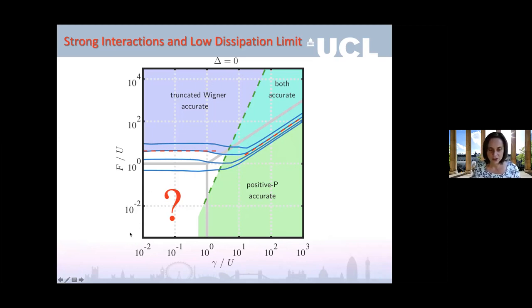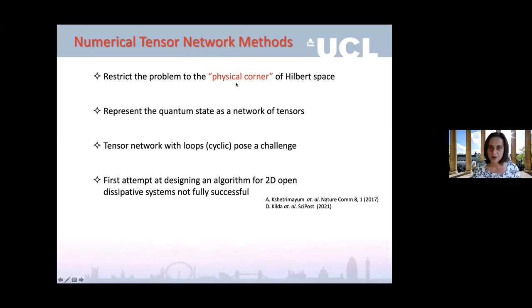But what about this corner of the phase diagram, which is, of course, interesting? There is dissipation and drive, but not so strong, so the interactions dominate. Obviously, phase space methods will not work there, and what we in our group explore to address that corner of the phase diagram in general is the tensor network methods.